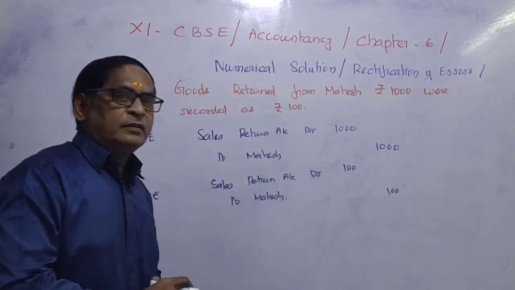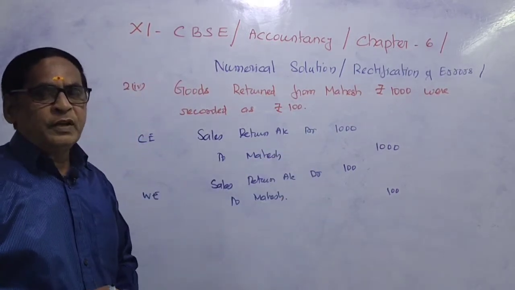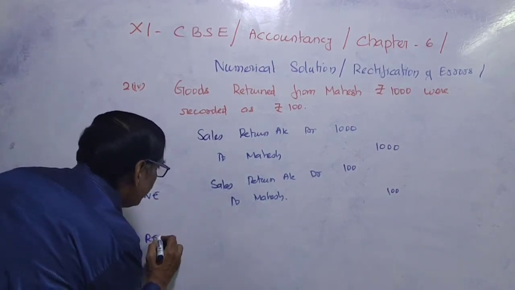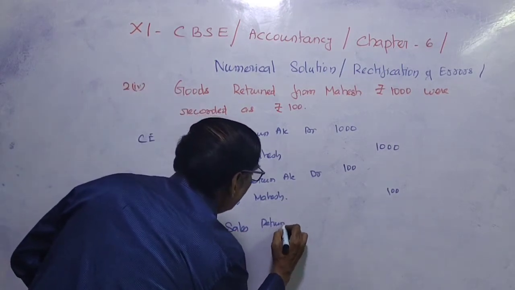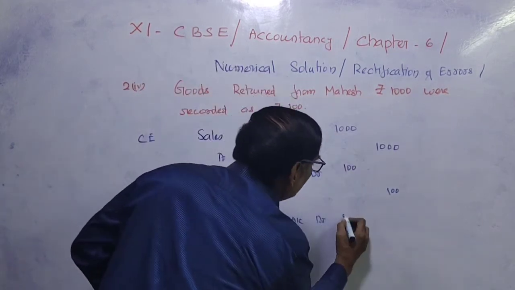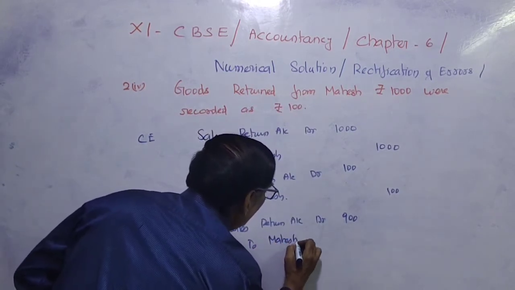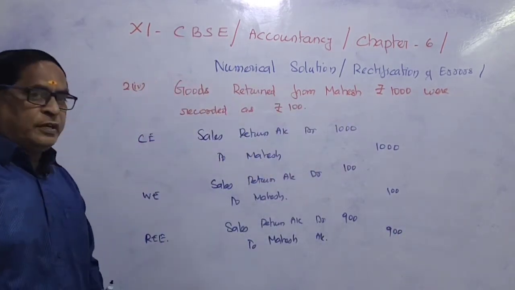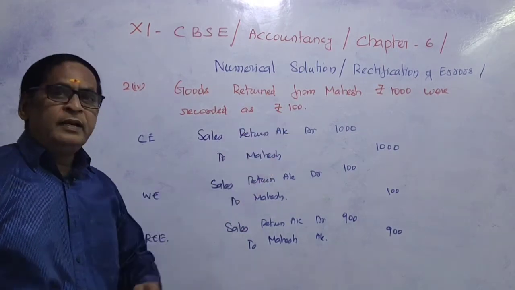So how much is the difference? 1,000 minus 100, 900 rupees. For 900 rupees, we have to pass another entry. So the rectification of entry: sales return account debit 900 rupees, 1,000 minus 100, so 900 rupees, to Mahesh account also 900 rupees. So the rectification narration is: the goods returned from Mahesh rupees 1,000 entered as 100 was now rectified.